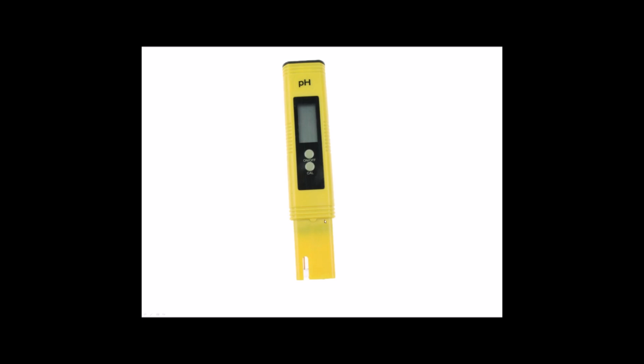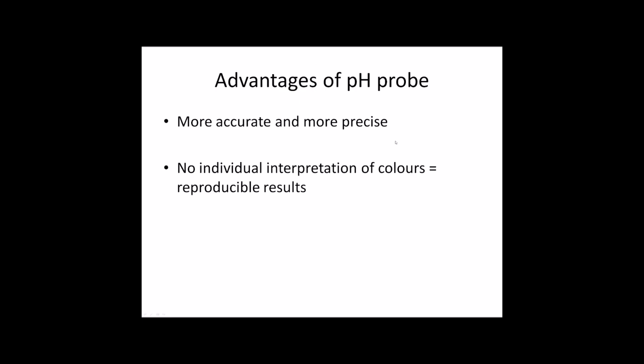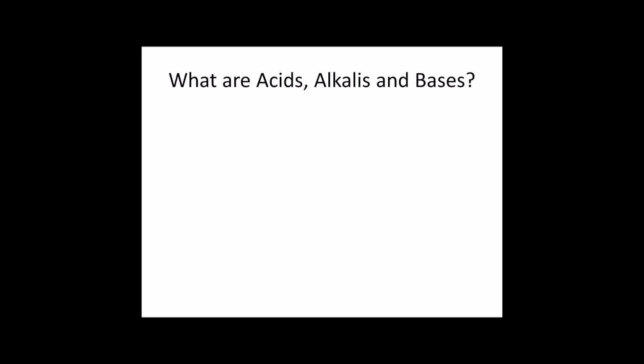You basically dip it to about this kind of depth into the solution that you want to test and leave it there for a little bit, and it will give you a pH reading, and it will normally say like 1.23 or something like that for your pH. So the advantages: much more accurate and much more precise, and there's no individual interpretation of the colours, so that means the results are reproducible. If you think it's pH 4, it will definitely be pH 4. Somebody else will be able to do the same experiment and get the same result, unlike with the universal indicator when they might say it's 4 and you might say it's 5.